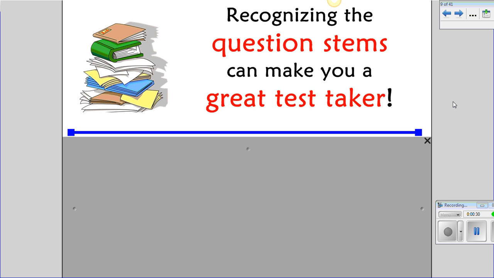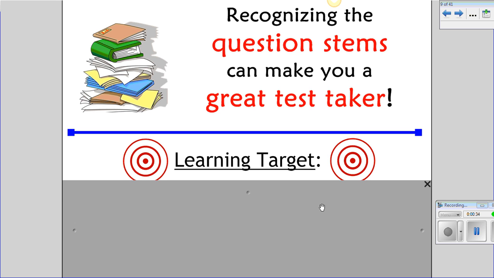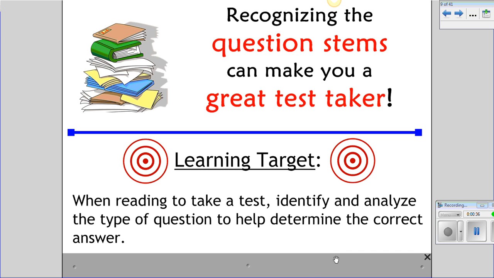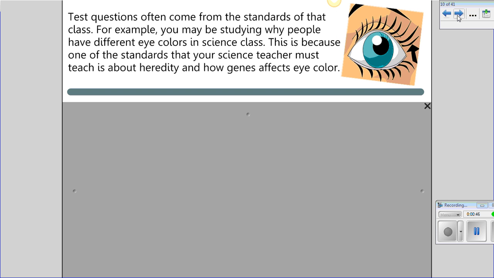Recognizing the question stems can make you a great test taker. Here's our learning target for today. When reading to take a test, identify and analyze the type of question to help determine the correct answer. So what does this all mean?